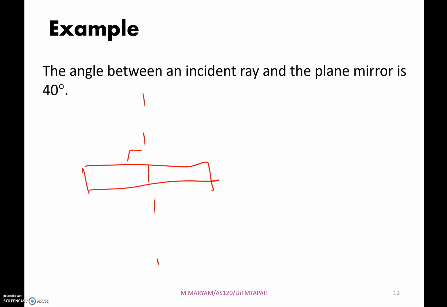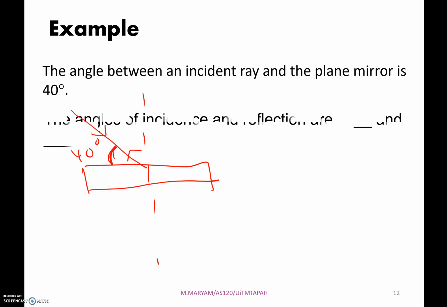The angle between an incident ray and the plane mirror is 40 degrees. So where does the angle lie? It is between the incident ray, let's say this is the incident ray, and the plane of the mirror, meaning the angle is between the ray as well as the mirror. So the angle given is 40 degrees.